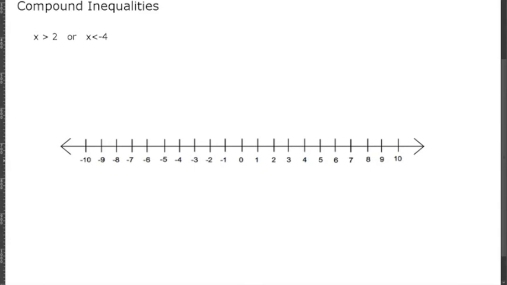In this video, I'm going to explain compound inequalities. A compound inequality is simply two or more inequalities that are joined together. X is greater than 2 or x is less than -4.